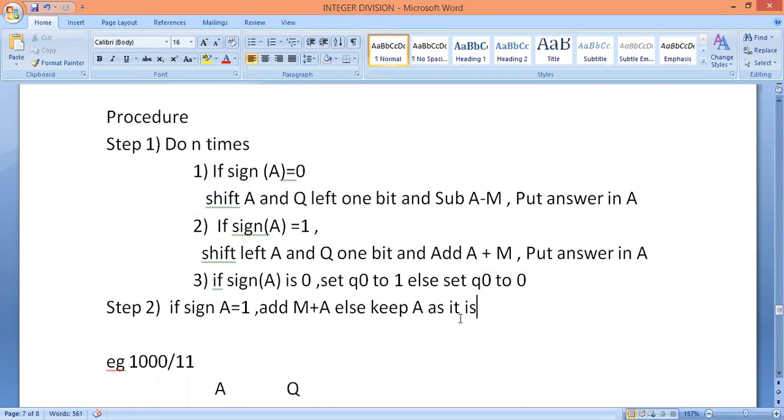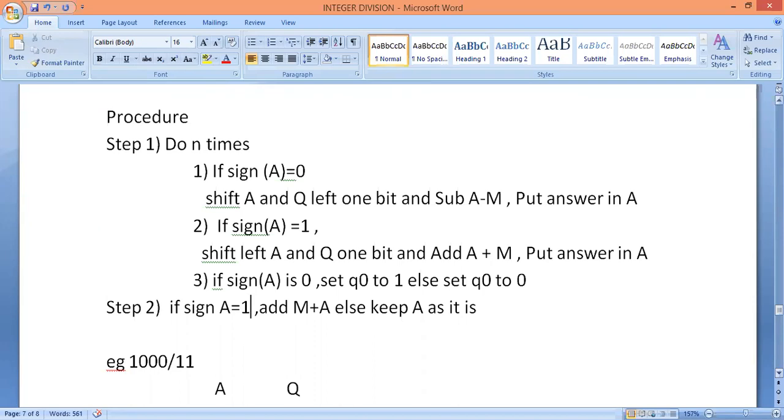Is it clear what we have to do? So there is a little change in that. Every time you have to see what is the most significant bit of A, and then you have to do A minus M or A plus M. Again, check what is the most significant bit of A. Then you have to put Q0 accordingly. So 2 times you have to check the MSB of A. And the first step is repeated 4 times, and the last step will be this, depending upon the sign bit of A.